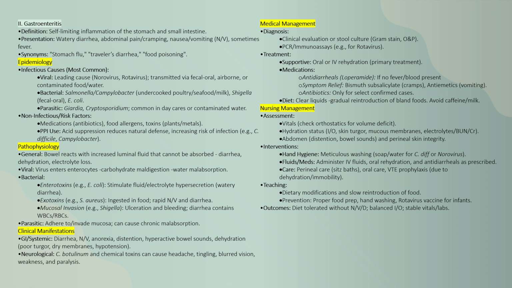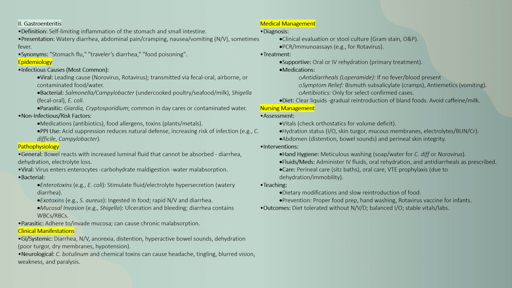Bacterial: the toxin stimulates the hypersecretion of fluid and electrolytes, causing watery diarrhea. The exotoxin causes rapid onset of nausea, vomiting, and diarrhea. Mucosal invasion, like Shigella, invades the mucosa, causing ulcerations, bleeding, and protein-rich fluid. The resulting diarrhea may contain white blood cells and red blood cells.